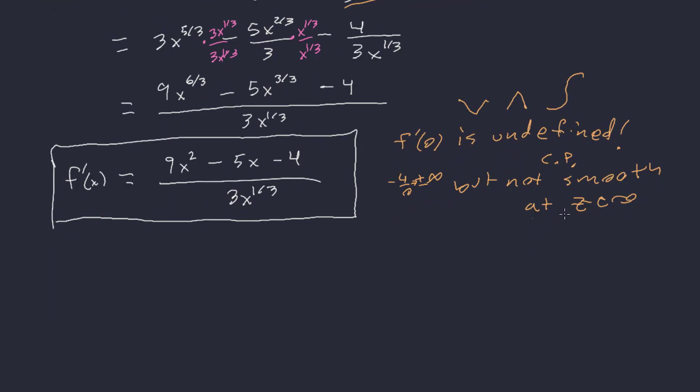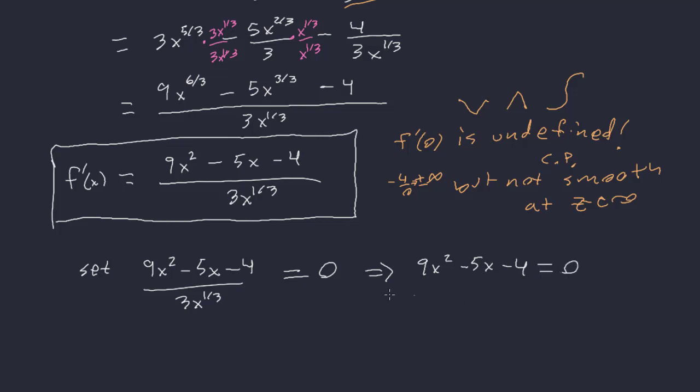Okay, so now we need to consider what causes the numerator to be equal to 0. So I want to set 9x squared minus 5x minus 4, just to be totally rigorous here, divided by this equals 0. If we multiply that through, we essentially get 9x squared minus 5x minus 4 equals 0. So just as long as 0 is not a solution to this equation, we should be fine with those critical points.